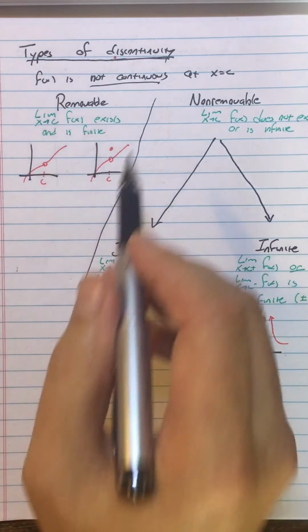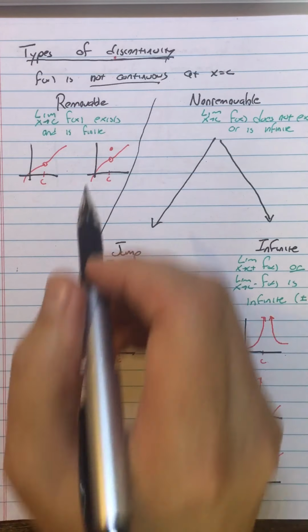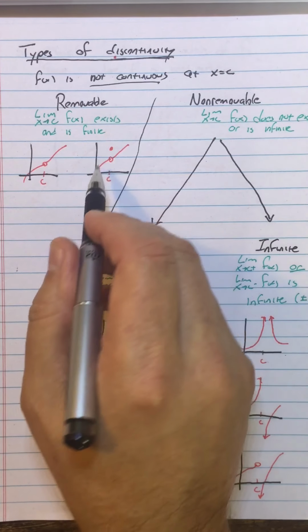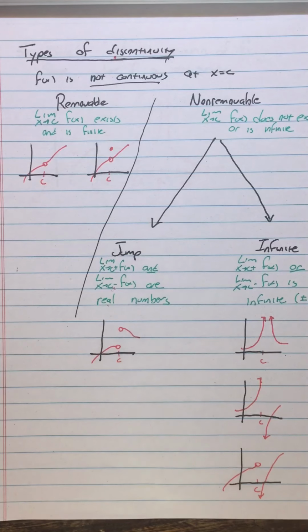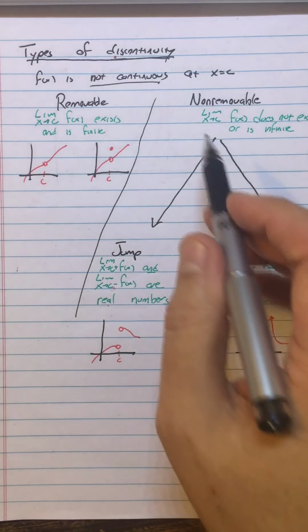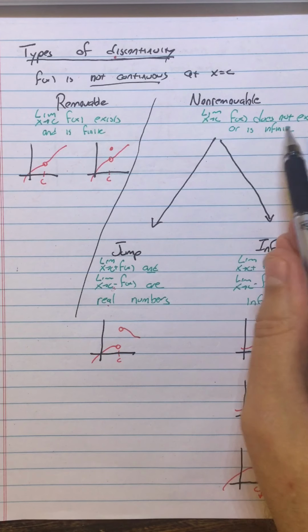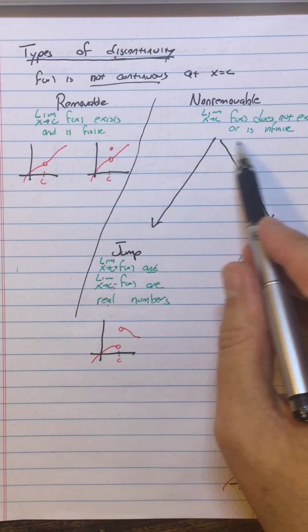And the type is removable because the limit, in fact, does exist. The limit as x approaches c from the left and right are the same. They are whatever this value is. So as long as the limit exists, we call that a removable discontinuity. Then the other type is called non-removable, and that's what happens when the limit as x approaches c of f of x does not exist or is infinite.